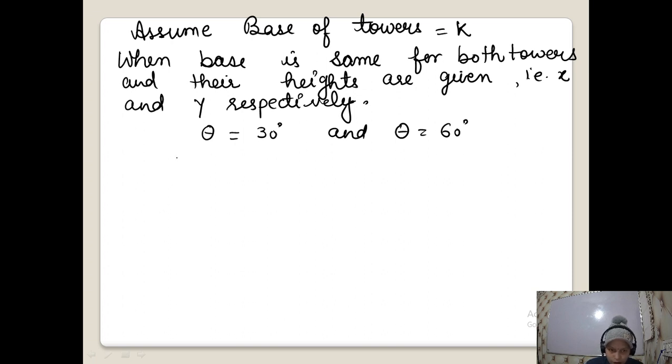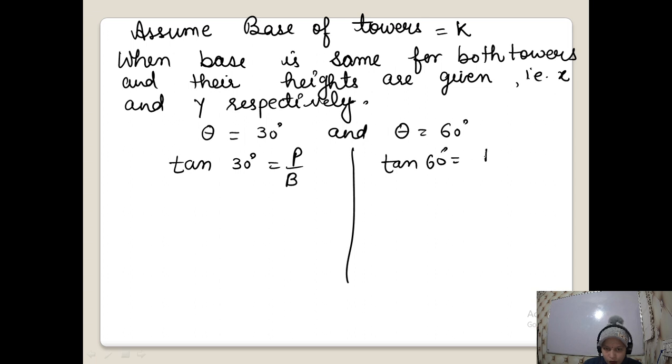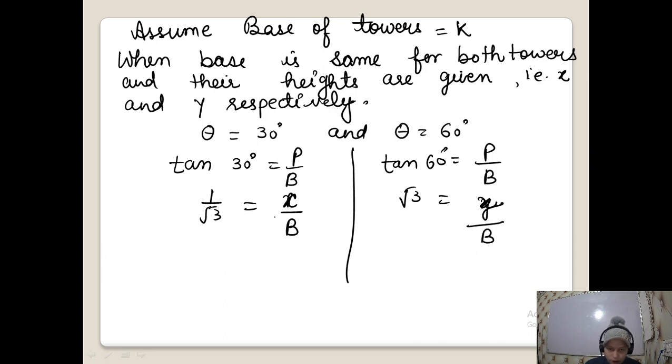You can solve it like this: tan 30 degree is equal to P over B, tan 60 degree is equal to P over B. Here tan 30 degree will be equal to 1 by root 3 and P will be taken as x over B. Here tan 60 degree is root 3, P is given as y over B. Now you take the y, cross multiply, B, that is base, is equal to root 3 x.